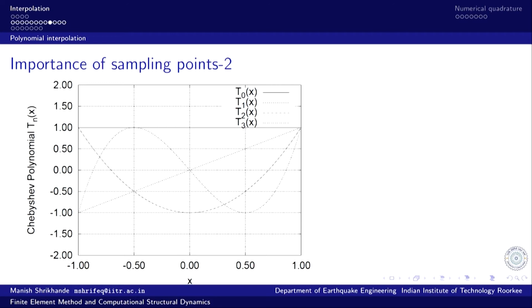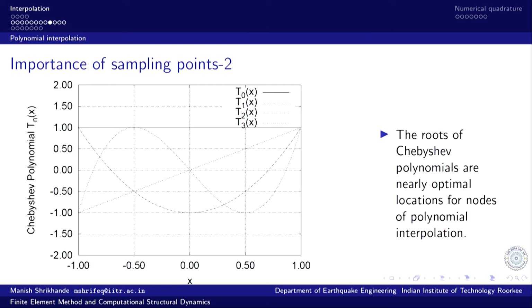They are very smooth, very nice looking functions, but they also have the very interesting property that the roots of these Chebyshev polynomials are nearly optimal locations for the nodes of polynomial interpolation. So, for a 10th degree polynomial I need 11 nodes, so I would just pick up the roots of the 11th degree Chebyshev polynomial and locate the nodes there.